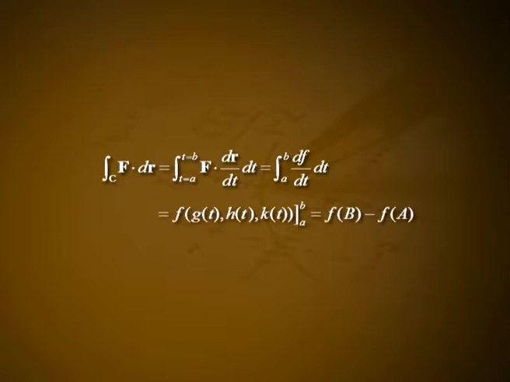Integral over C of F · dr is equal to the integral from t = a to t = b of F · dr/dt dt, which is equal to the integral from a to b of df/dt dt, which is equal to f(g(t), h(t), k(t)) from a to b, which is equal to f(B) minus f(A). Thus, the value of the work integral depends only on the value of f at A and B and not on the path in between.